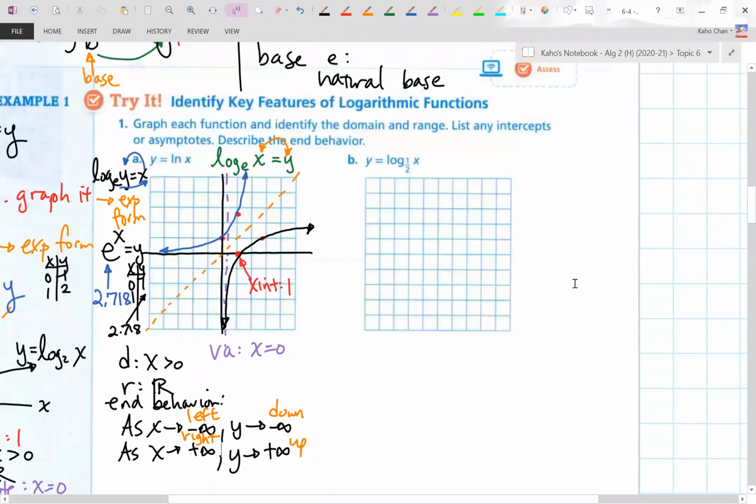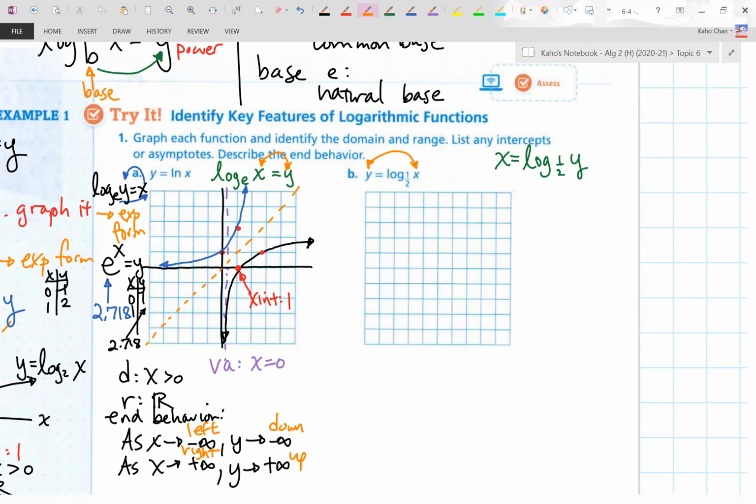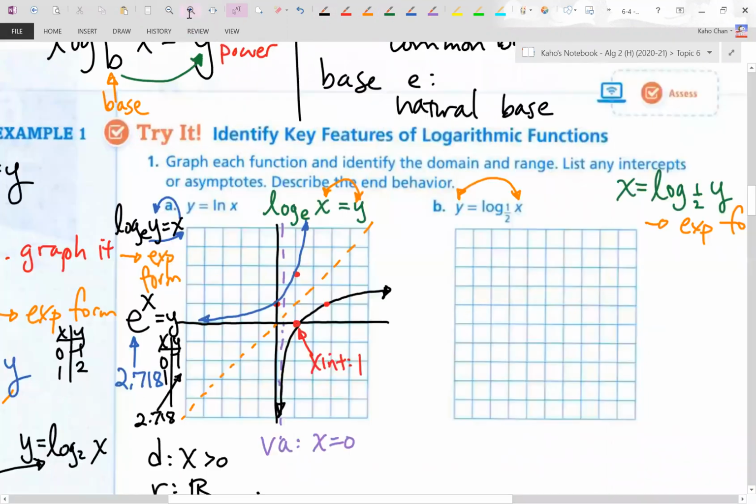Okay, so swap x and y, and solve for y. X equals log base 1/2, that's kind of interesting, to the y power. To isolate y, I need to convert it to exponential form in order to read that properly. Let's do that and zoom in a little bit so we'll see a little better. There we go, much better.